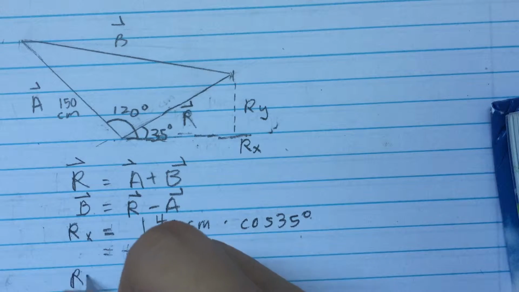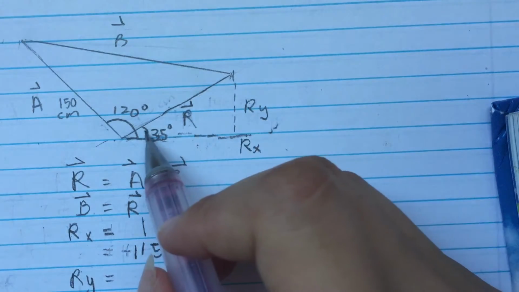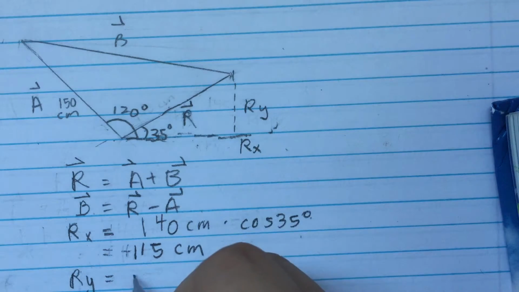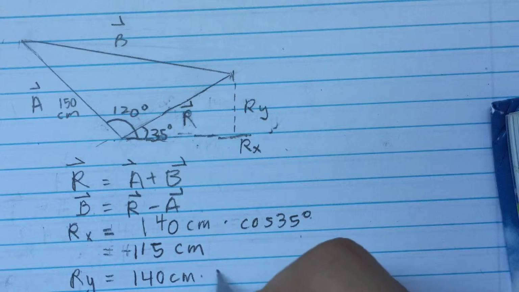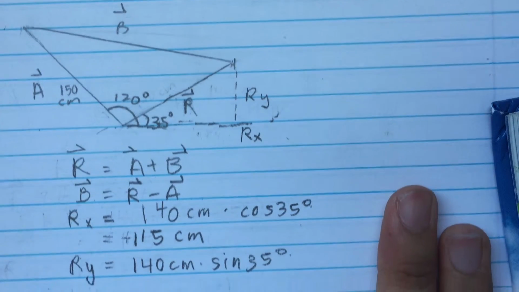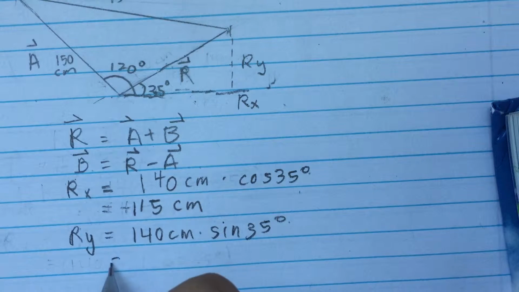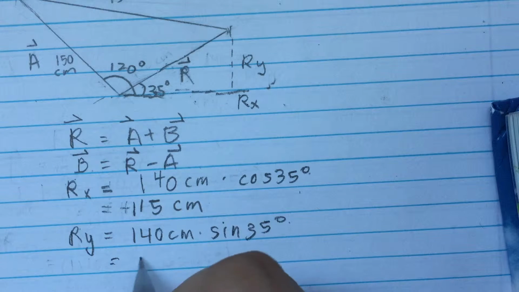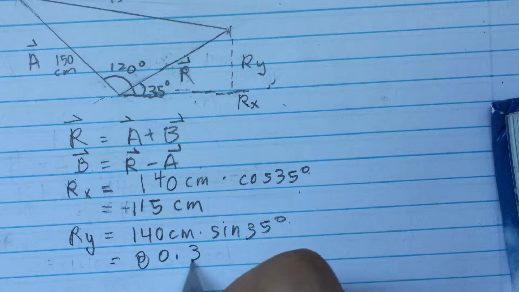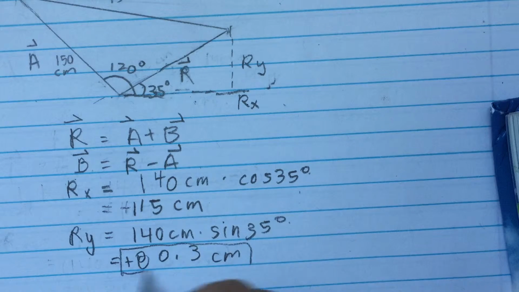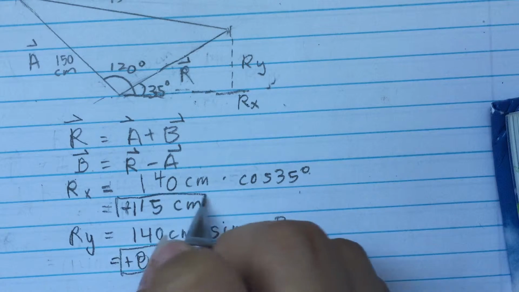Similarly, we're going to solve for the y component of R, and that's just going to be opposite over hypotenuse. And if we just solve for the opposite part, that's just going to be 140 centimeters times sine of 35 degrees. And if you calculate that, you are going to get positive 80.3 centimeters. Again, it's in the positive direction.